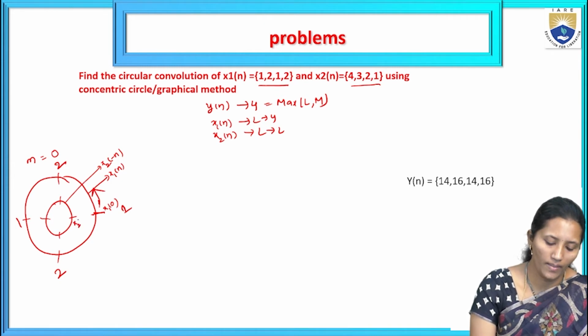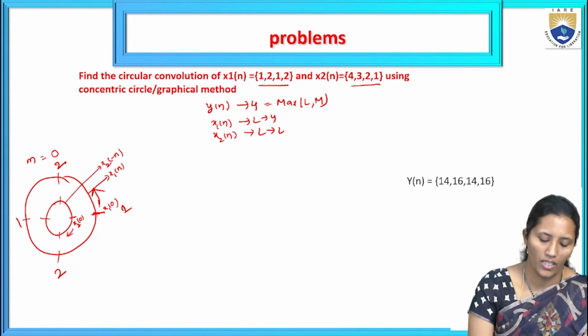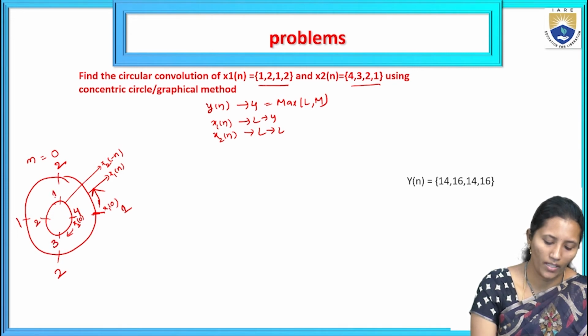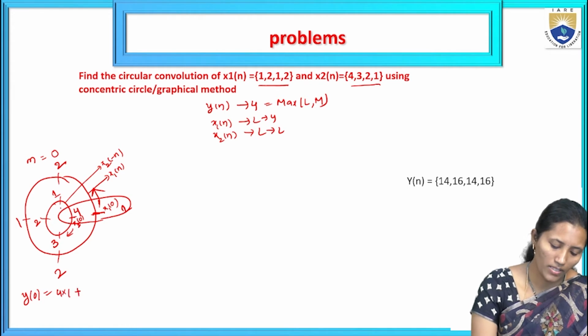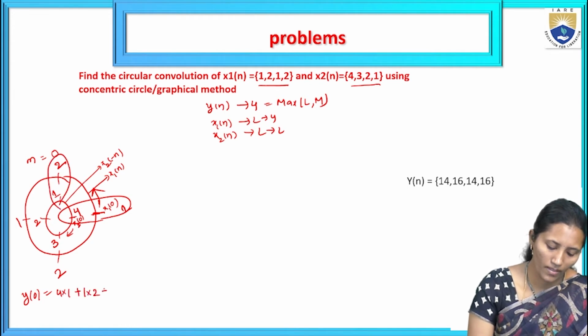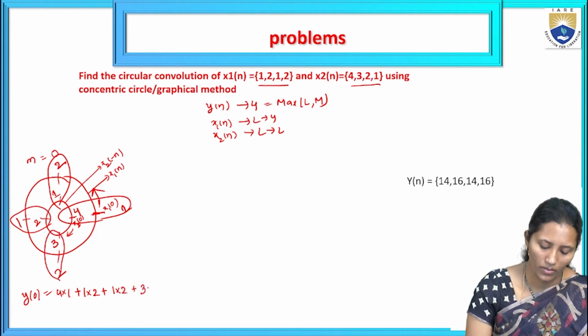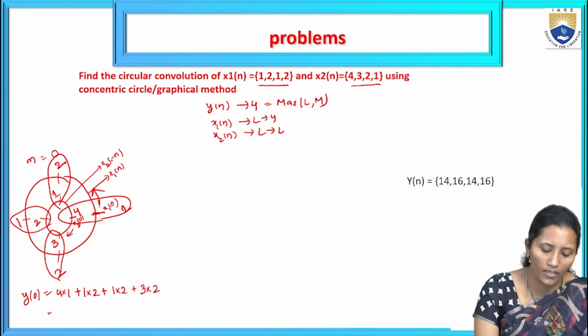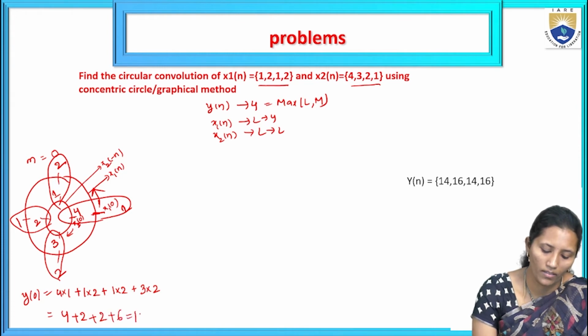For the inner circle, x2 of 0, we should plot them in the clockwise direction with the same index. The starting index for both sequences should be the same. Here 4, clockwise direction, because we are writing x2 of minus n. Multiply the corresponding amplitudes: 4 into 1 plus 1 into 2 plus 1 into 2 plus 3 into 2. So we get 4 plus 2 plus 2 plus 6, that is 14.